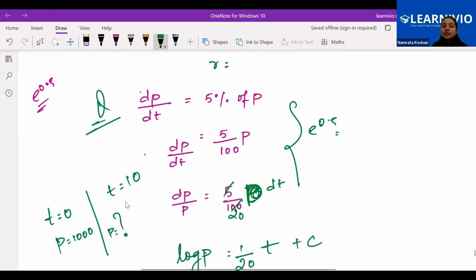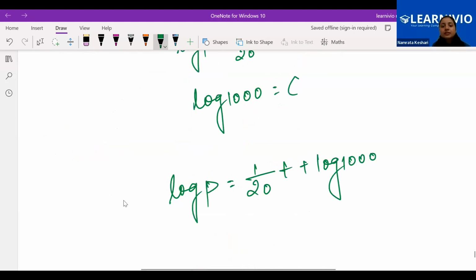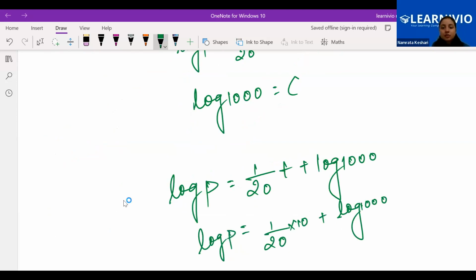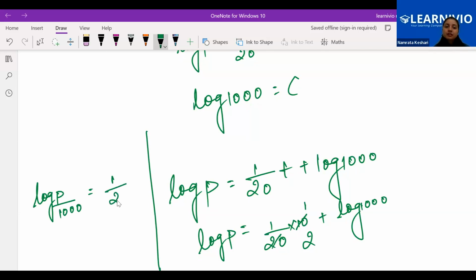Now we will use the other scenario. When t is 10, then P we have to find. Okay, can you see we are getting 1 by 2 over here? Yes, ma'am. And this one we can write as log P minus log 1000. That means P by 1000, can we say? Just like the previous one. Can we? Yes, ma'am, we can.